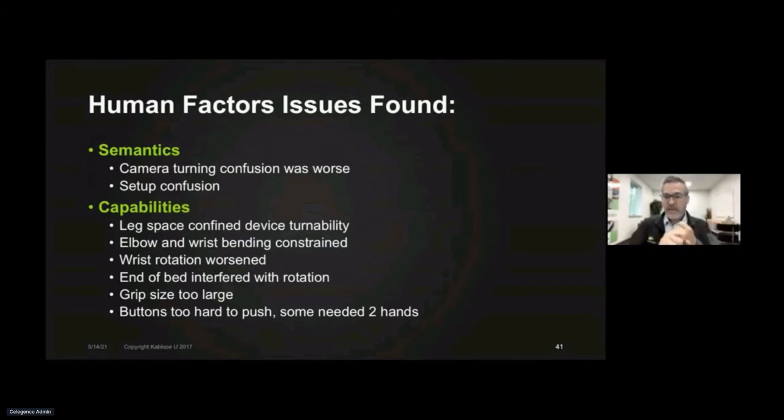Capabilities. Leg space made it difficult to turn this device. Elbow and wrist bending was constrained. Wrist rotation was very difficult in one direction and became worse. The end of the bed interfered with rotation of the device. The grip size was too big for some of the users, and buttons were hard to push, and some people had to take 2 hands. There was too much force required.